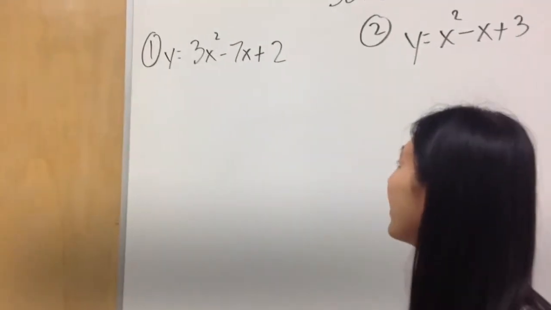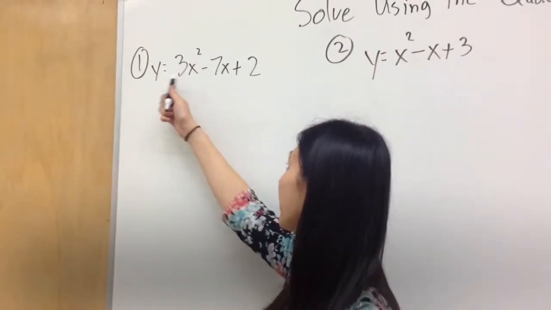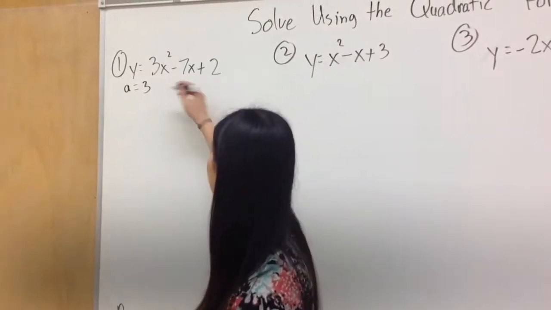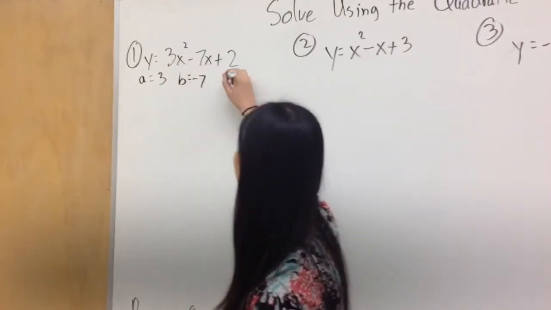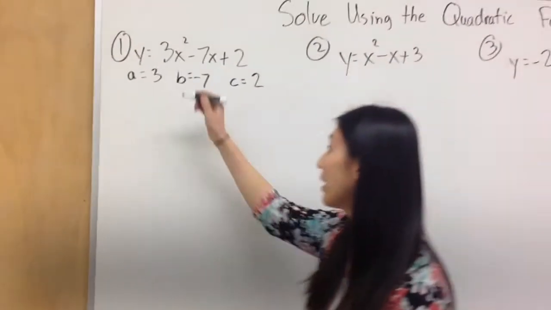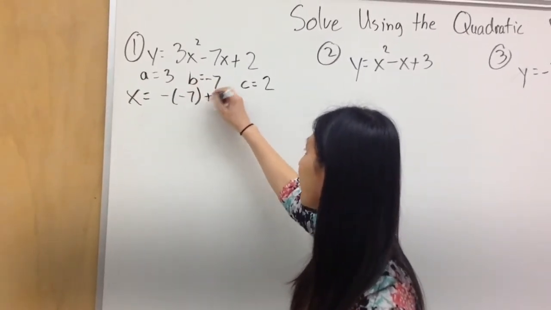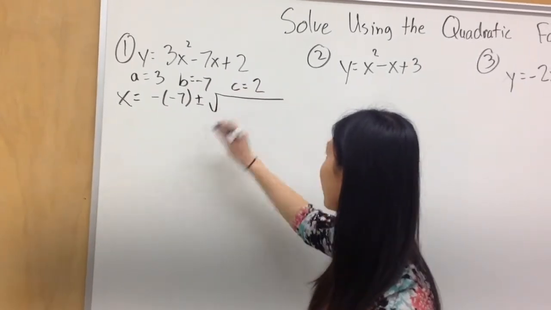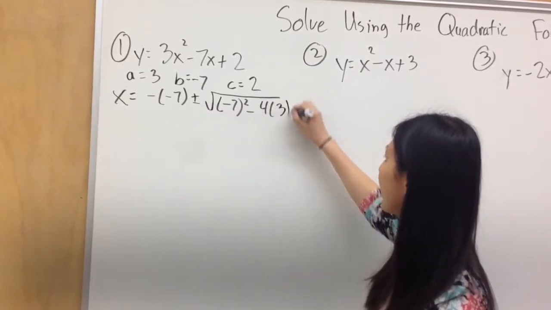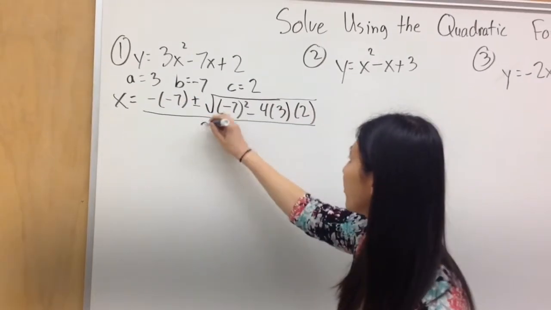So here's our first one. We're going to find a, b, and c first. So remember, a is what's multiplying x squared. So a is 3, b is what's multiplying the x, so b is negative 7, and c is that number by itself, so it's 2. Now I plug in. So I get x equals negative b plus or minus square root of b squared minus 4 times a times c, and it's all over 2a.